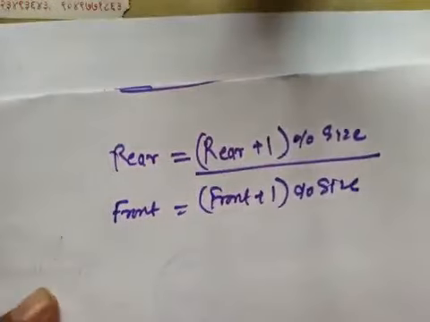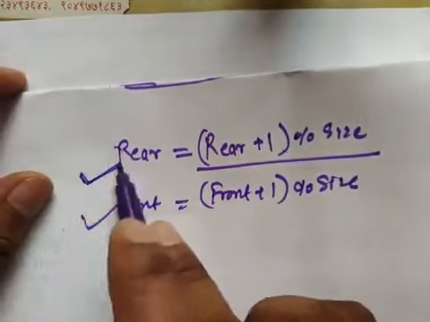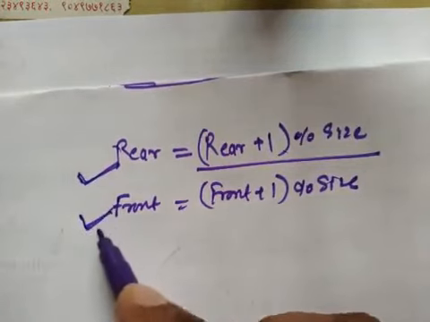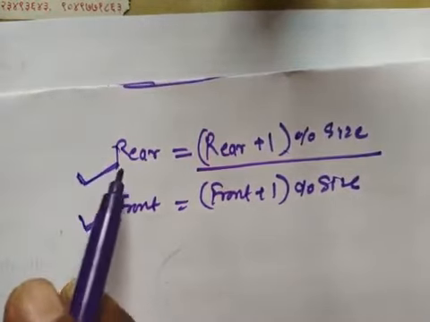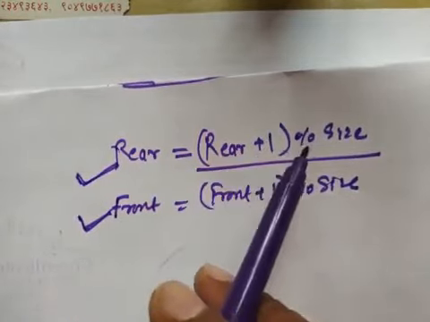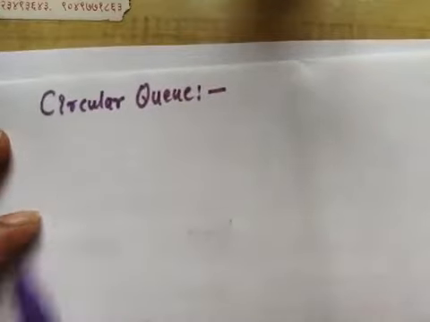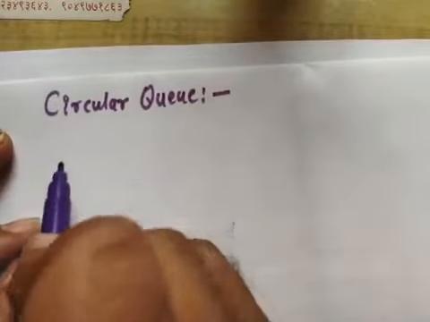So to solve the problem of the linear queue, we are going to use the circular queue, and to find the rear position and front position, we are going to use this formula: rear plus 1 modulus of size and front plus 1 modulus of size of the array, or you can say queue. Now let's look at the algorithm for the circular queue.